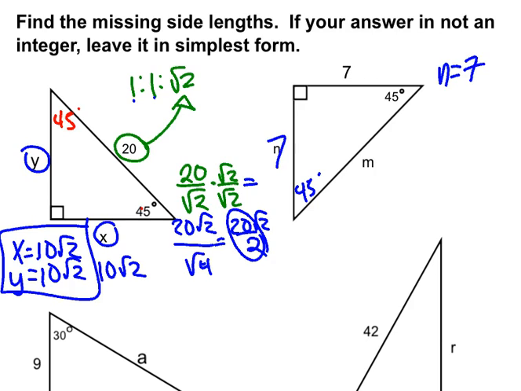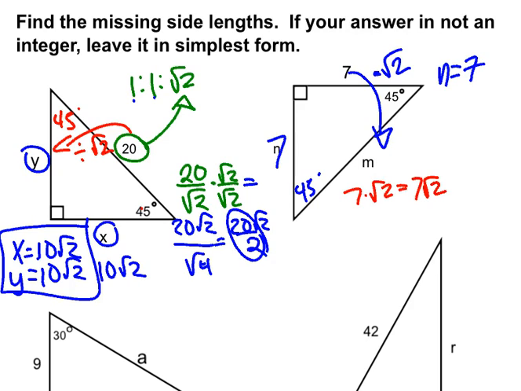Now, the way that you go from a leg to a hypotenuse is you multiply by root 2. Because to go from a hypotenuse to a leg in the last problem, we divided by square root of 2. We do the opposite. So if you take an integer and multiply it by the square root of 2, 7 times root 2 is just 7 root 2. Which means m is just 7 root 2.